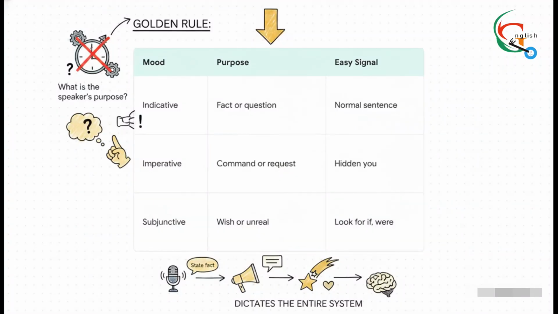Think of this as your ultimate master reference guide. Seriously, take a screenshot of this for your notes if you need to. The golden rule here for your self-study is this: don't look at the verb first. Instead, figure out the speaker's purpose. Are they stating a fact? Are they giving a command, or maybe expressing a wish? That core purpose dictates whether you're dealing with the indicative, the imperative, or the subjunctive mood.